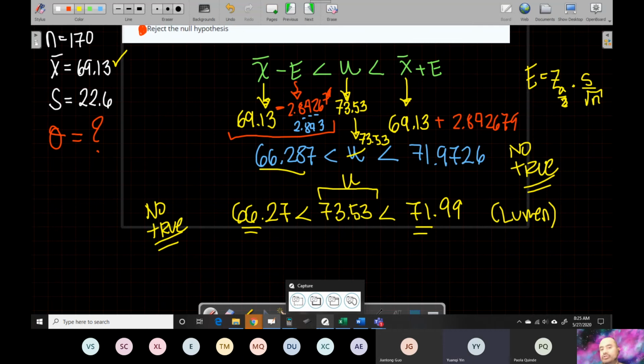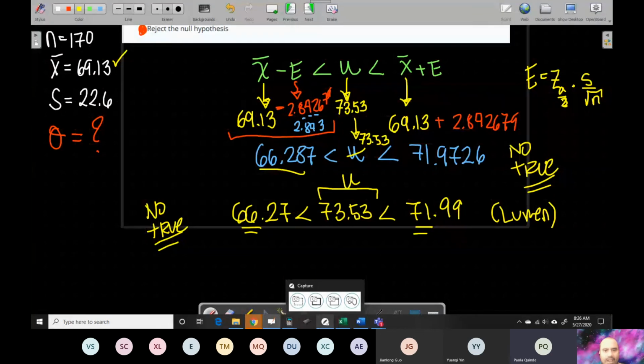With the p-value, you could do this with the p-value also, right? You can do the p-value, but the only difference is that you would have to use the process that we used at the very beginning of this lesson, which should be the same. Okay.